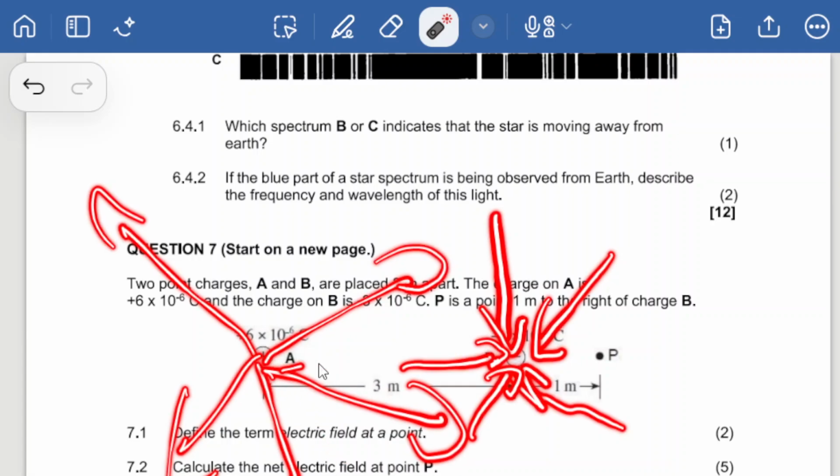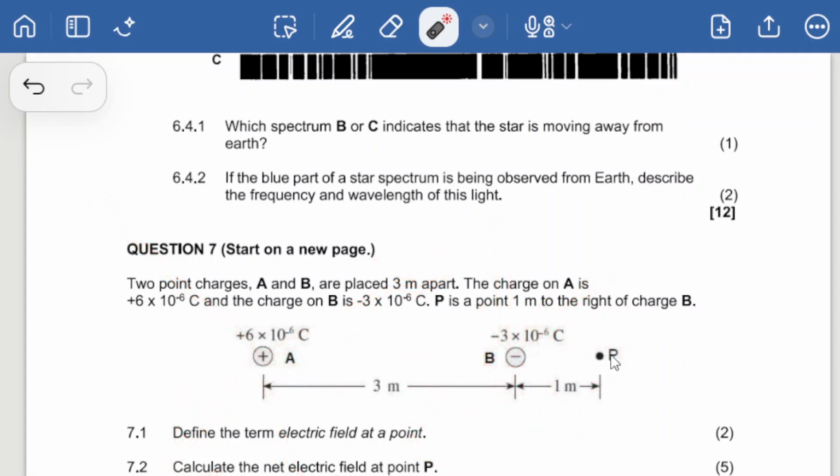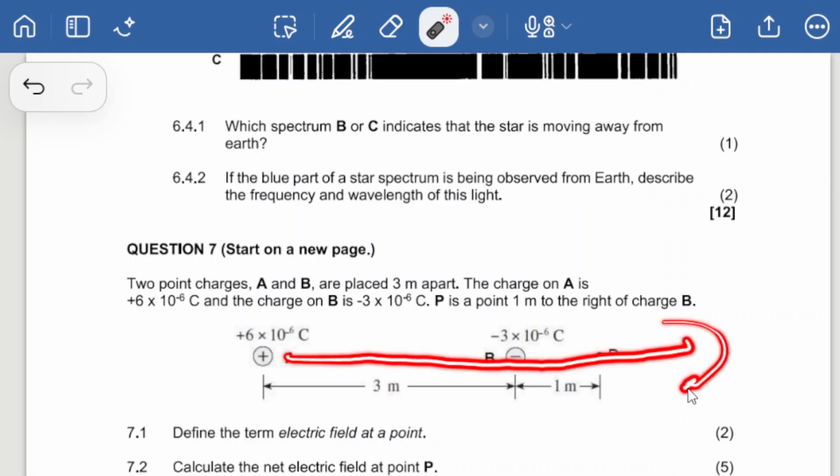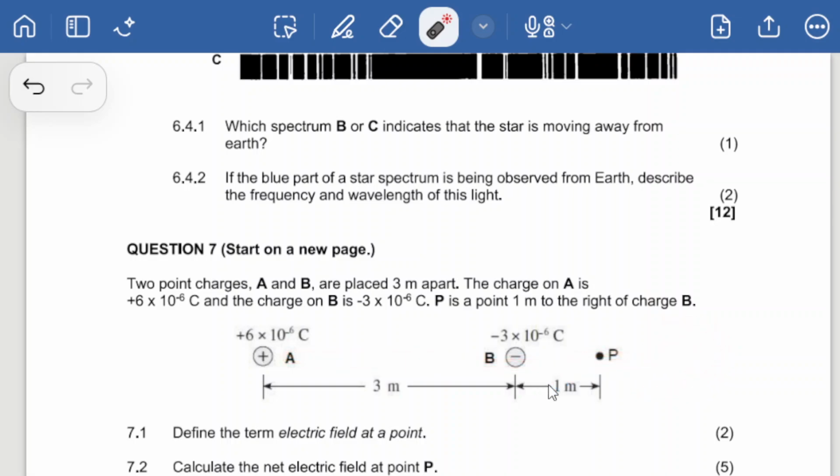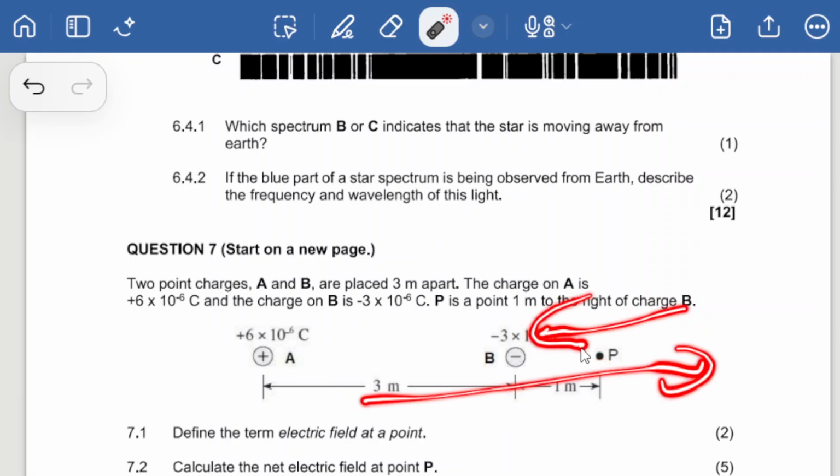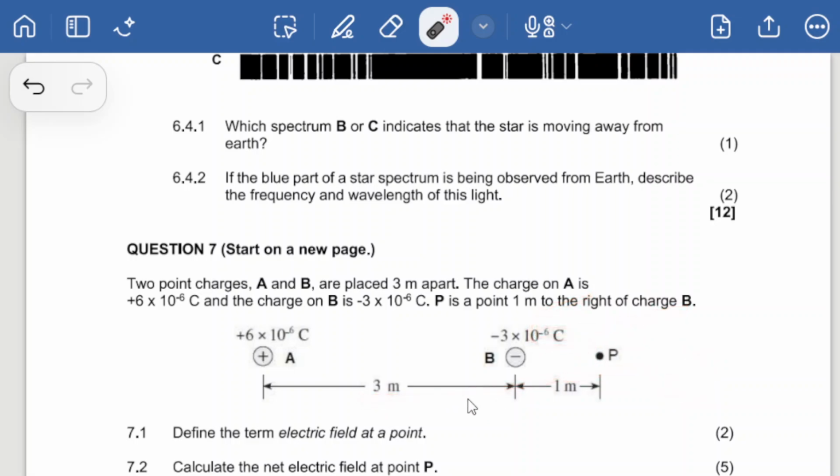Because of A, point P experiences a field in one direction, whereas because of B, P experiences a field in the other direction. So they oppose one another. I get it now.